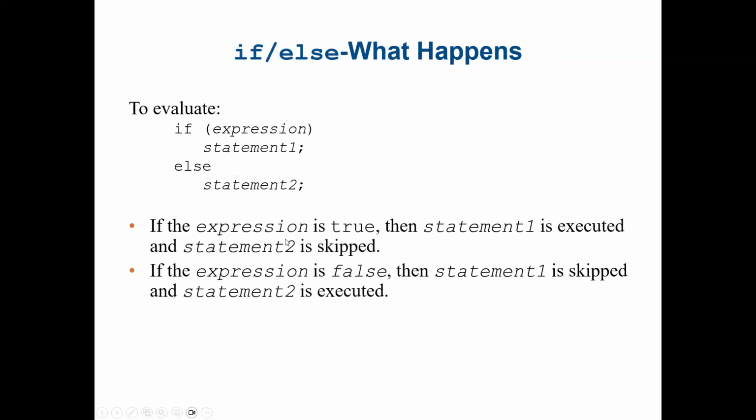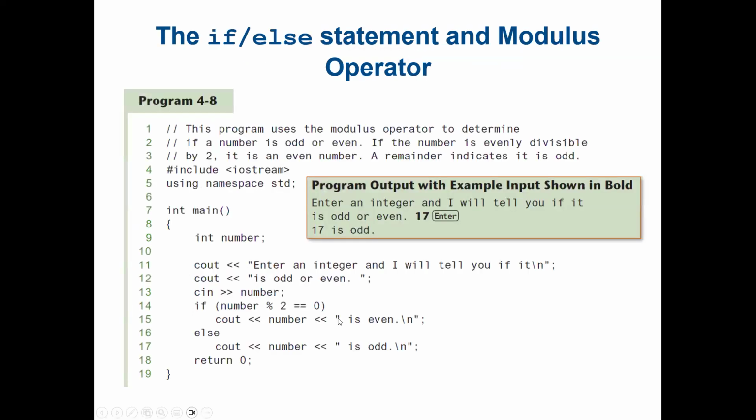So we say again, if the expression is true, then statement 1 is executed and statement 2 is skipped. If the expression is false, then statement 1 is skipped and statement 2 is executed. So let's see an example here. This program uses the modulus operator to determine if a number is odd or even. If the number is evenly divisible by 2, then it is an even number. A remainder indicates that it's an odd number, because if you divide any number by 2 and you have a remainder of at least 1, then that means it's an odd number.